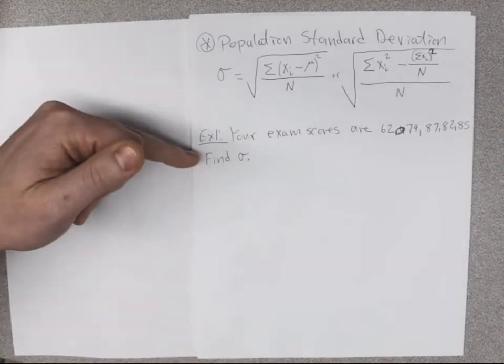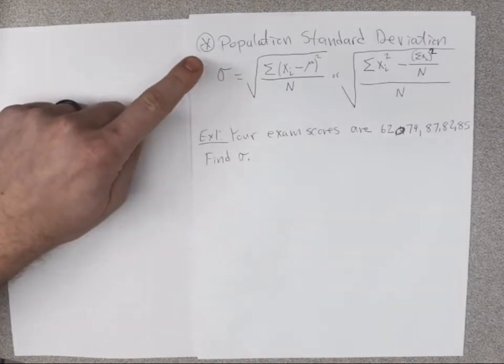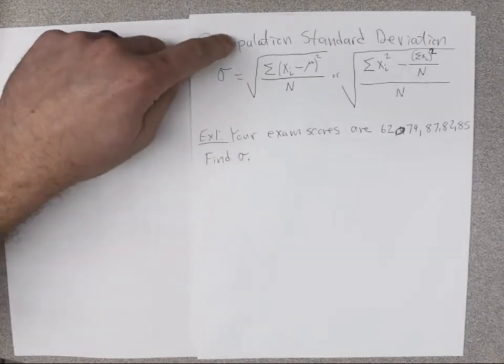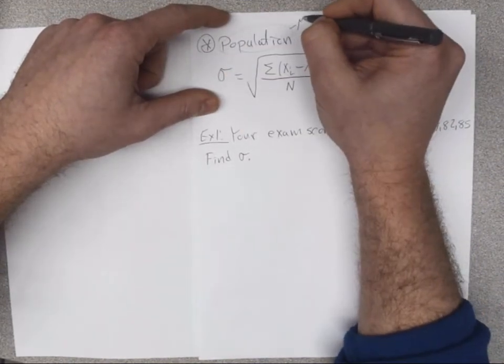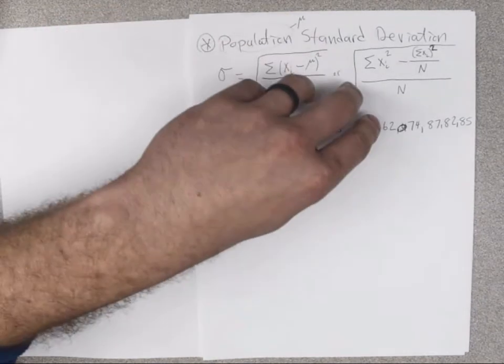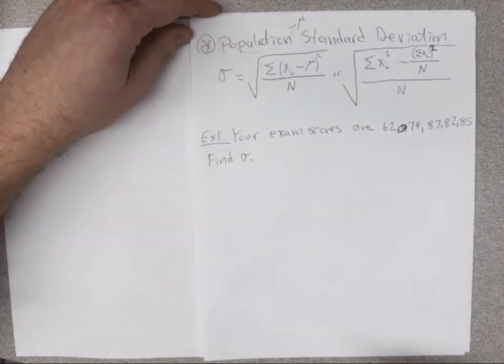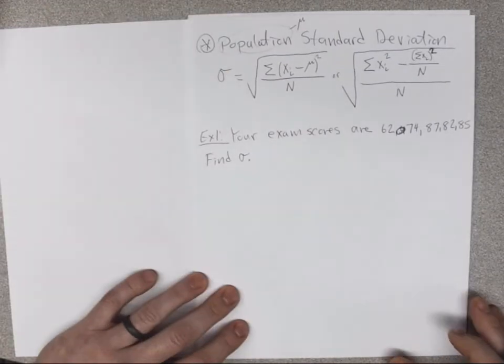Anytime you see sigma, it means the population standard deviation, and that's important. Population means you're using mu. Okay, that's important. Population means you're using mu and this formula. When we get to the sample standard deviation, you'll use the notation for sample standard deviation.